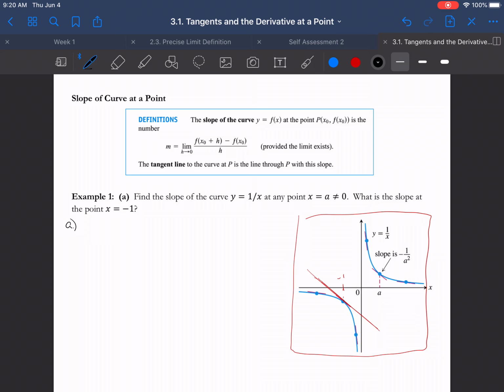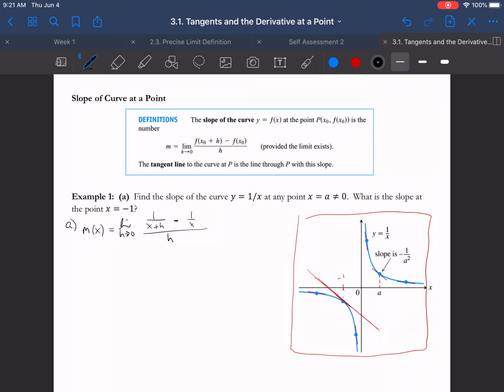So let's do this. For part A, we can use our above formula. So m is a function of x. Our slope is a function of x. We're going to have the limit as h goes to 0 of f of x plus h, which is our function with x plus h plugged in for x. So that'll be 1 over x plus h, and then minus f of x, which is just 1 over x, all divided by h.